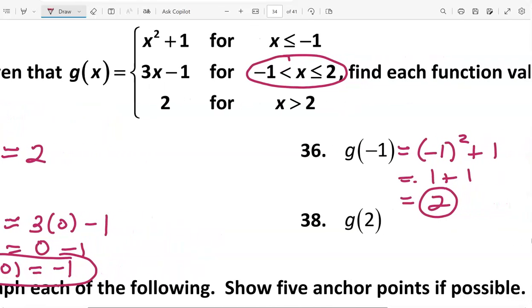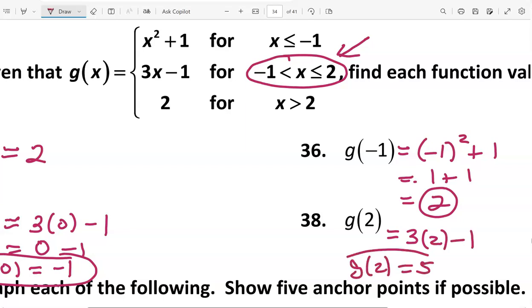For number 38, we need to figure out where 2 fits in. And 2 fits in on this same interval up here because 2 is included in the interval between negative 1 and 2. So g of 2 is equal to 3 times 2 minus 1, or g of 2 is equal to 5.